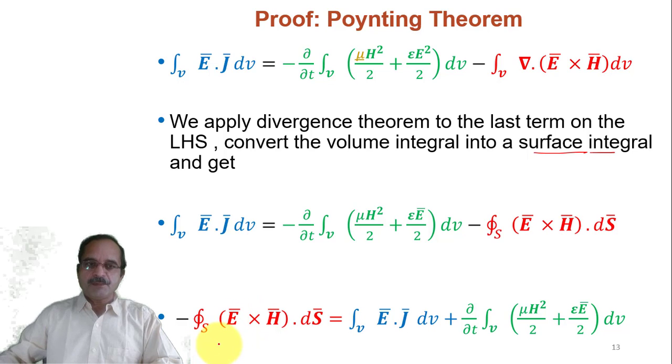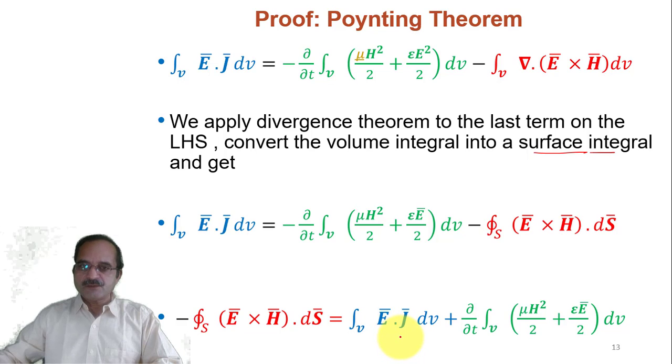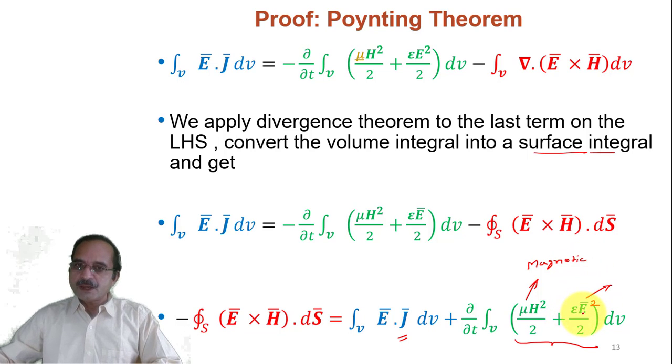The first term represents the power entering inside the volume, and that's why the negative sign. Now J, we know, is the current density. So the dot product of E and J represents the power lost in terms of ohmic losses. Whereas this term, mu H square by 2, represents energy stored in the form of magnetic field, in the form of magnetic energy. And this term, epsilon E square by 2, represents the energy stored in the form of electric energy.